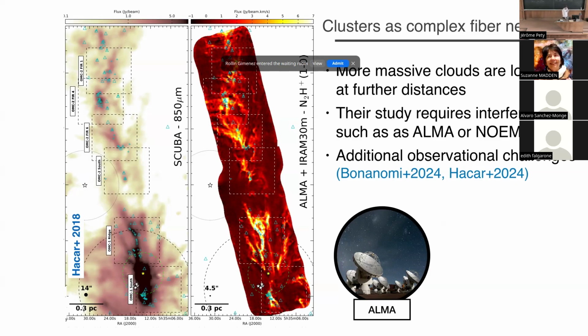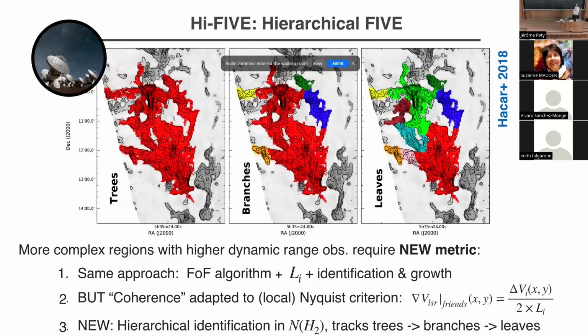So we tried to do the same analysis, and then we realized that things are getting more complicated. One of the reasons is that the dynamic range of regions like Orion is huge. So you go from very low column densities to super high column densities, 2 orders of magnitude in column density. And then the simple criteria that we were using before is not enough. So we need to do something. And so we wanted to use exactly the same approach, as simple as possible, the friends of friends algorithm.